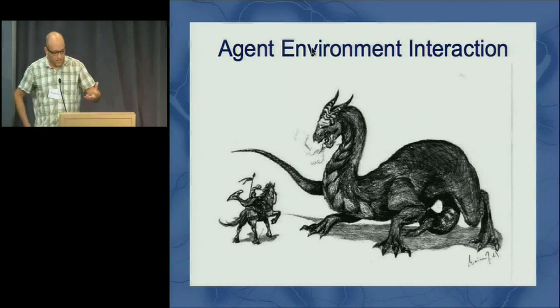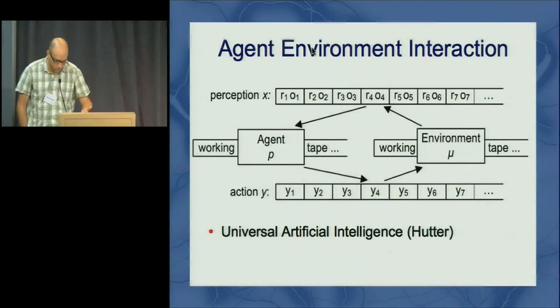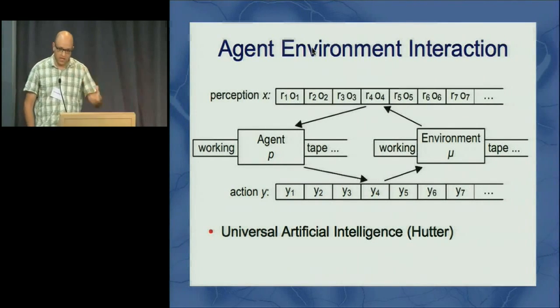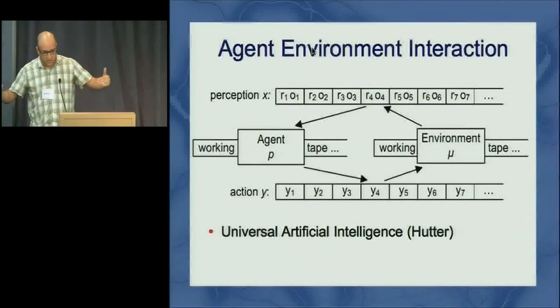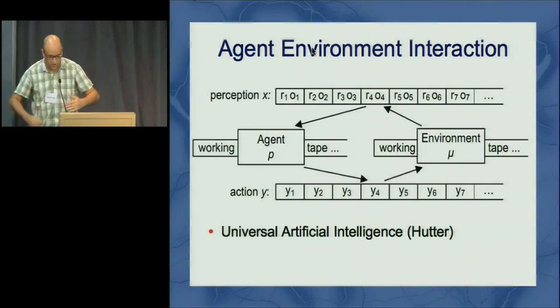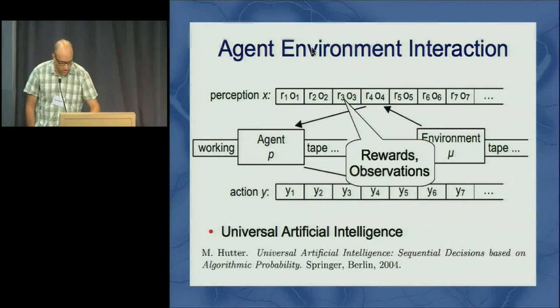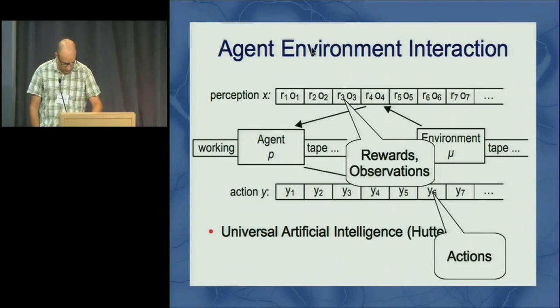This is an agent environment interaction. There's a knight and there's a dragon, and this is Hutter's universal artificial intelligence model. On one hand you have the agent, who's the knight, and on the other hand you have the environment, which is the dragon, and you have this interaction going between them. One of the interactions is the perceptions, which are a reward and an observation, and the other is an action, which the agent does. Hutter's brilliant innovation was that the agent and the environment can be represented as Turing machines. Here are the rewards and observations, here are the actions.